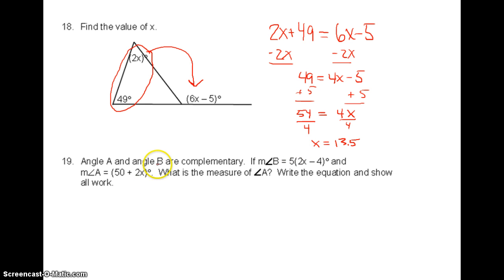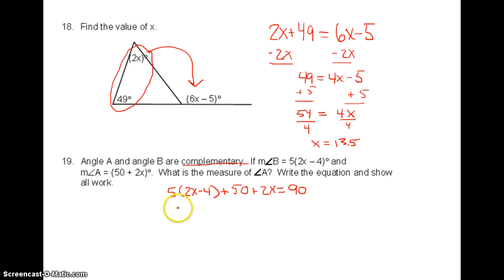Alright, angle A and angle B are complementary. Oh, that's an important word, complementary. Measure of angle B equals 5 times 2x minus 4, and measure of angle A equals 50 plus 2x. What is the measure of angle A? Okay, write the equation, show all the work. Okay, they're complementary. That means these two angles add up to 90. So we're going to say 5 times 2x minus 4 plus 50 plus 2x equals 90.